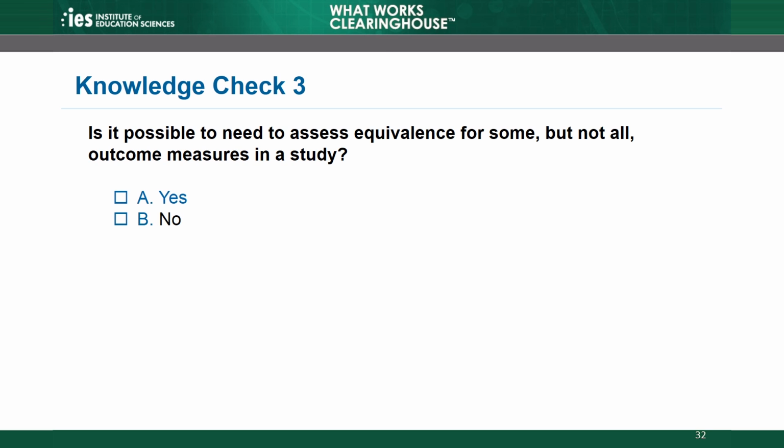The correct answer is A. It is possible to need to assess baseline equivalence for only some outcome measures. In an RCT, attrition may differ by outcome measure, so some outcome measures may have high attrition and others may have low attrition. The study would only need to demonstrate baseline equivalence for the outcomes with high attrition.